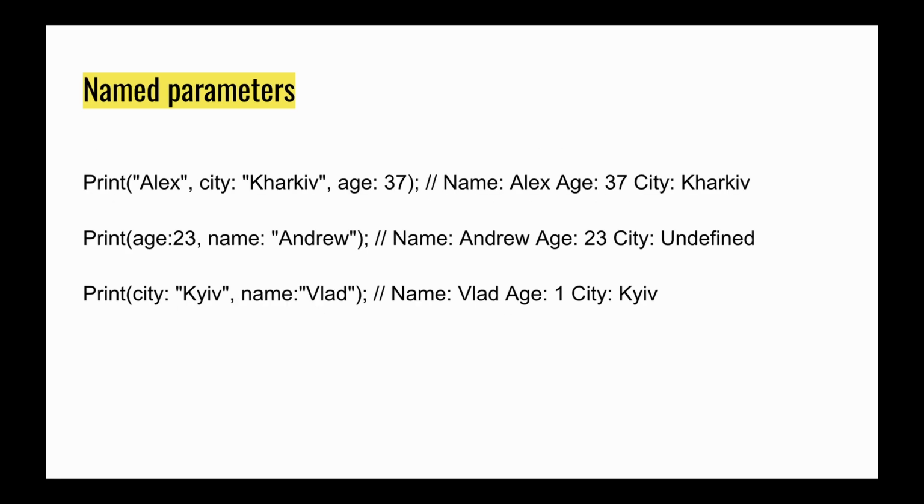Named parameters. In the preceding examples of method calls, values for parameters were passed in the order in which those parameters were declared in the method. That is, arguments were passed to parameters by position. But we can break this order by using named parameters.